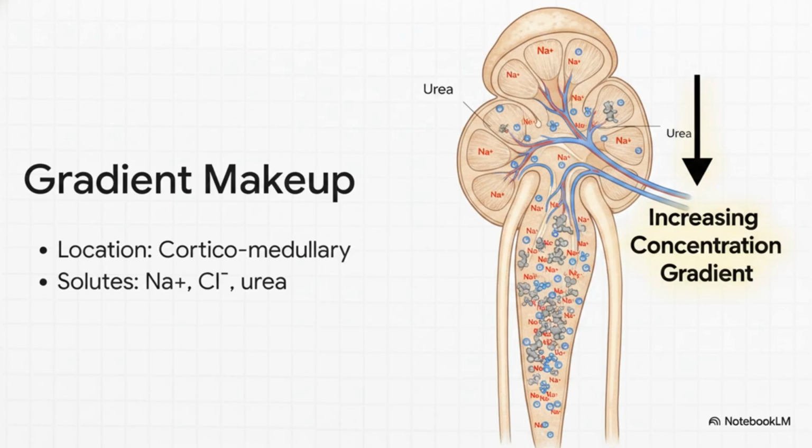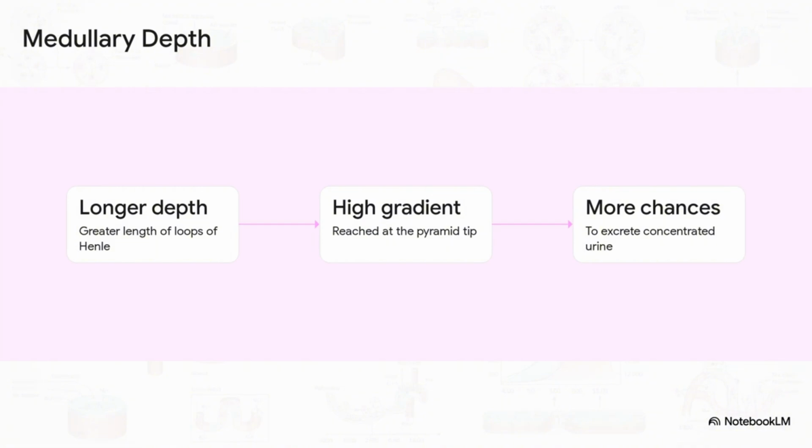They create the osmotic pressure that we're going to need to pull water out of the collecting ducts a bit later on. We can actually see how this builds by looking at the rule of medullary depth. It's a really elegant, direct anatomical to functional relationship. Step 1, the longer the overall medullary depth. Step 2, the greater the length of the loops of Henle. Because these loops are physically longer, step 3, a much higher osmotic pressure gradient can be reached all the way at the tip of the pyramid. And therefore, step 4, you have vastly more chances to excrete a highly concentrated urine. Basically, deeper pyramids equal better water retention.